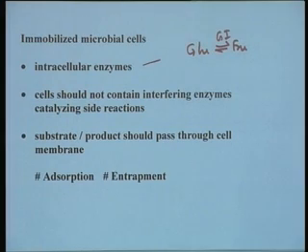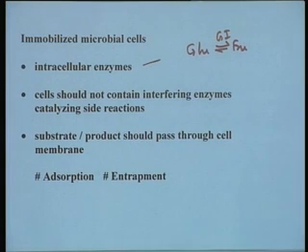Now, the conditions that are imposed on using immobilized cells are that the cell should not contain interfering enzymes catalyzing the side reactions. That means, for example, if you are using glucose as a substrate for a particular reaction, then the cell should not contain the enzymes that can also act on glucose and provide you side effects.